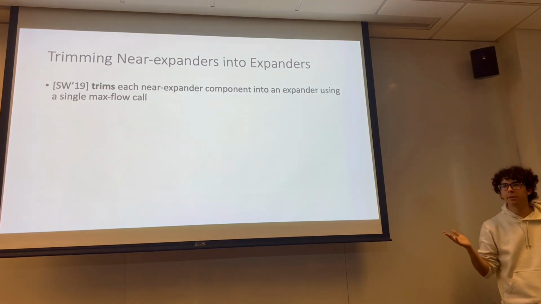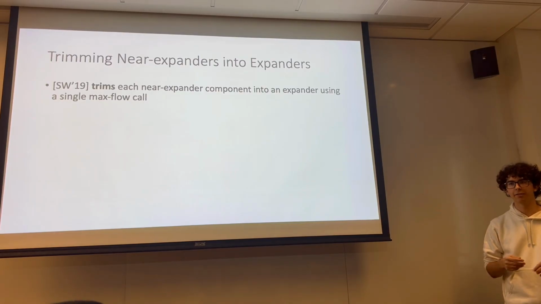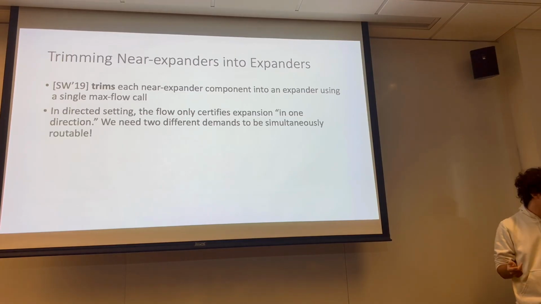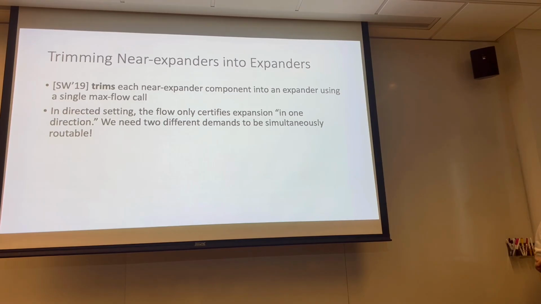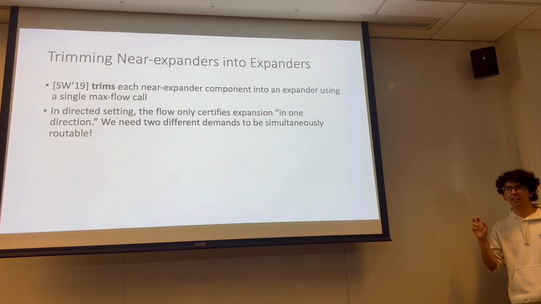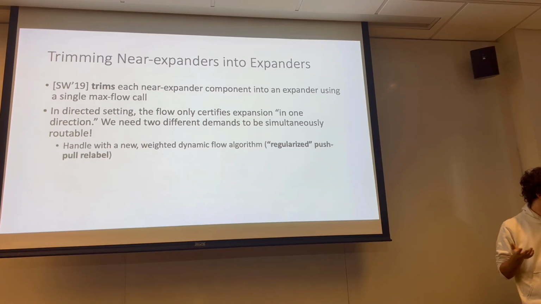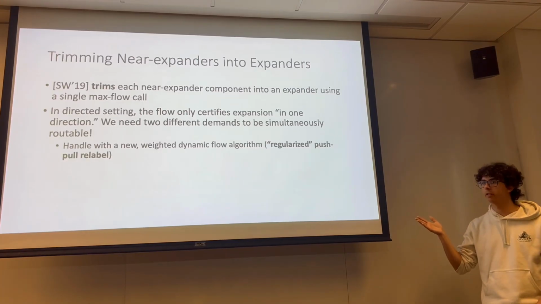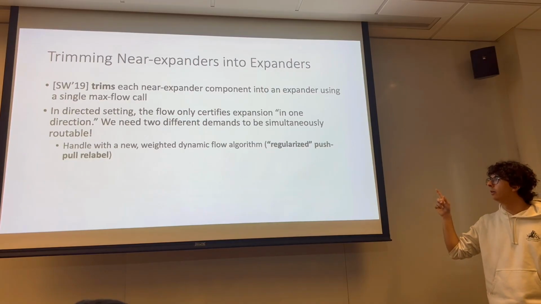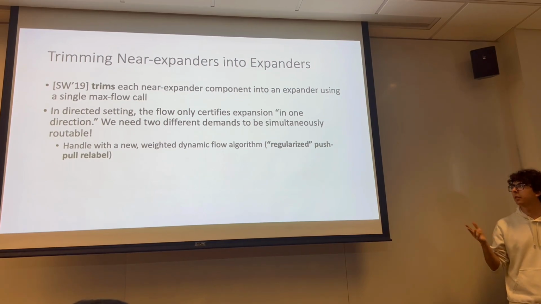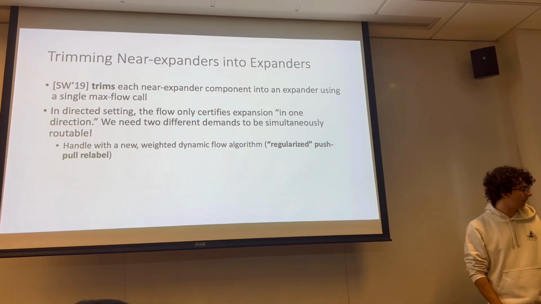So Cernock and Wong can implement this with one max flow call using undirected graphs, crucially using undirected graphs. The reason is, in the directed setting, their approach only certifies expansion in one direction. For the directed setting, we need 2 different demands corresponding to the 2 different directions to be simultaneously routable. And for this, we need a dynamic flow algorithm. In the previous directed work, they use push-pull relabel. We strengthen this for weighted graphs with something called regularized push-pull relabel.